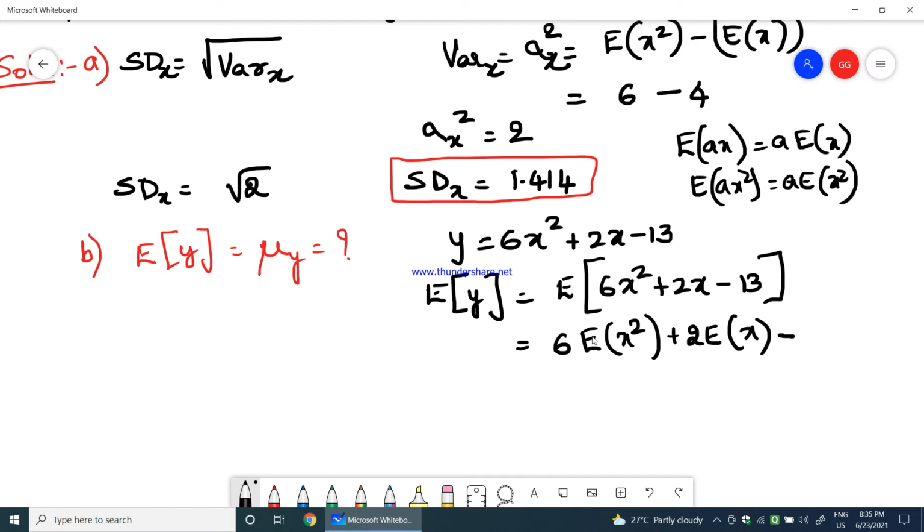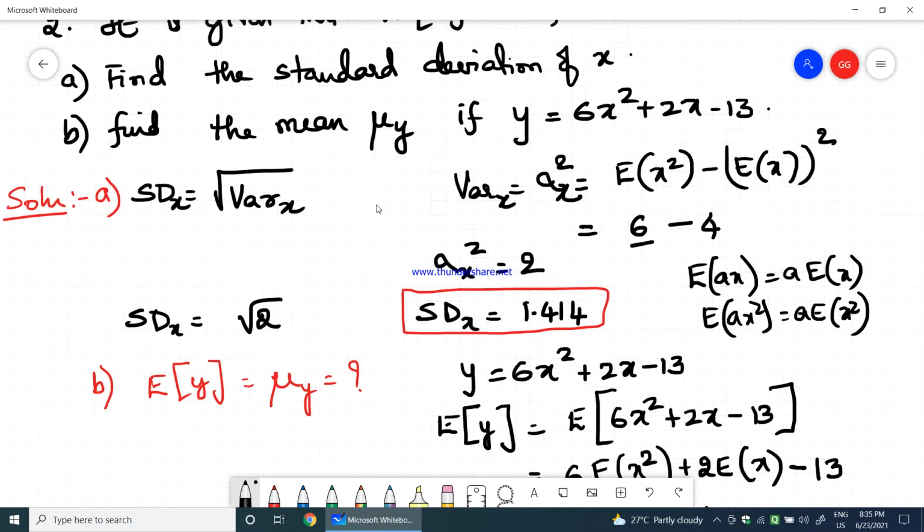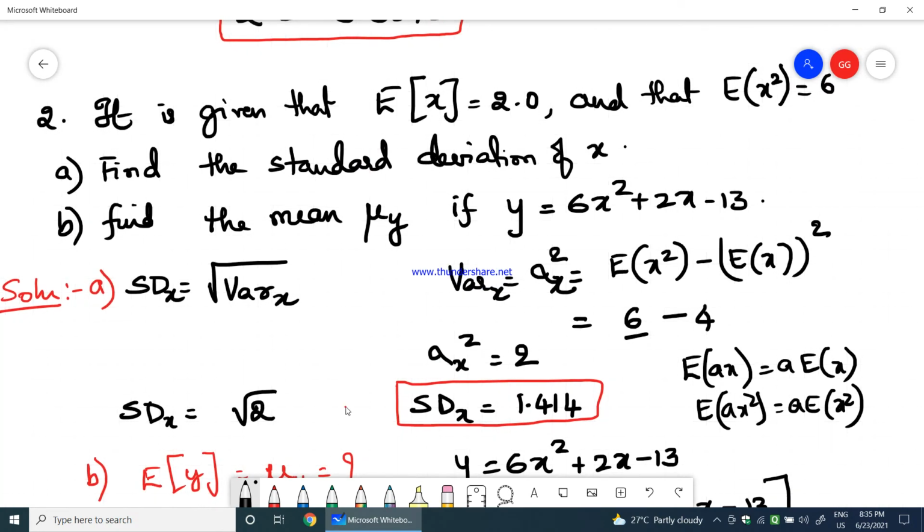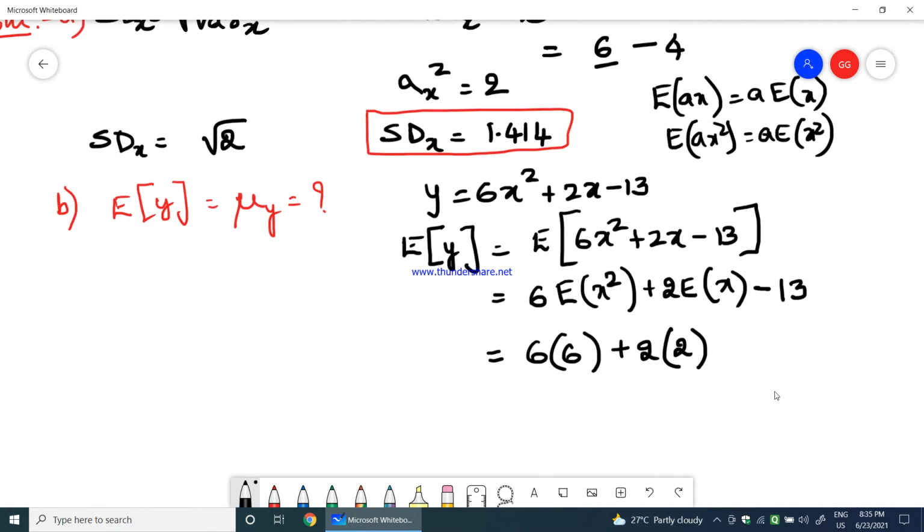Now minus expectation of 13 or mean of 13. So expectation of any constant is the constant. That is what we have seen as the first property in mean. Therefore 13 will remain as 13. So which is equal to E of x square, which is given in the question as 6. Therefore 6 into 6 plus 2 into E of x, which is given as 2, right? E of x is not 4, E of x square is 4, whereas E of x is given as 2. Therefore it is 2 into 2 minus 13. Therefore it is 36 plus 4 minus 13.